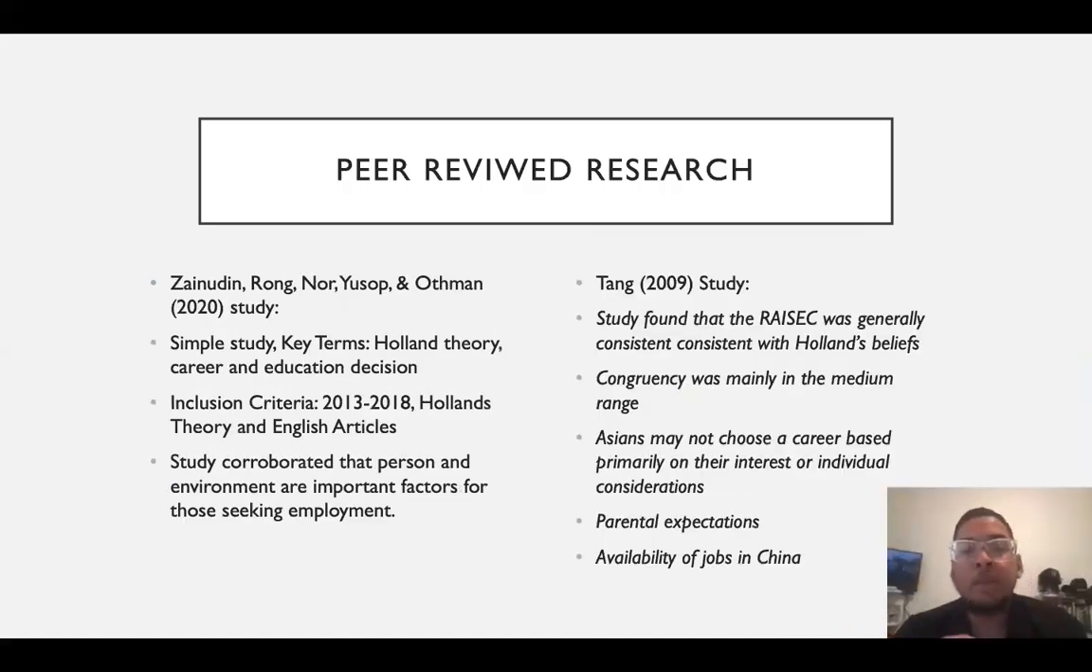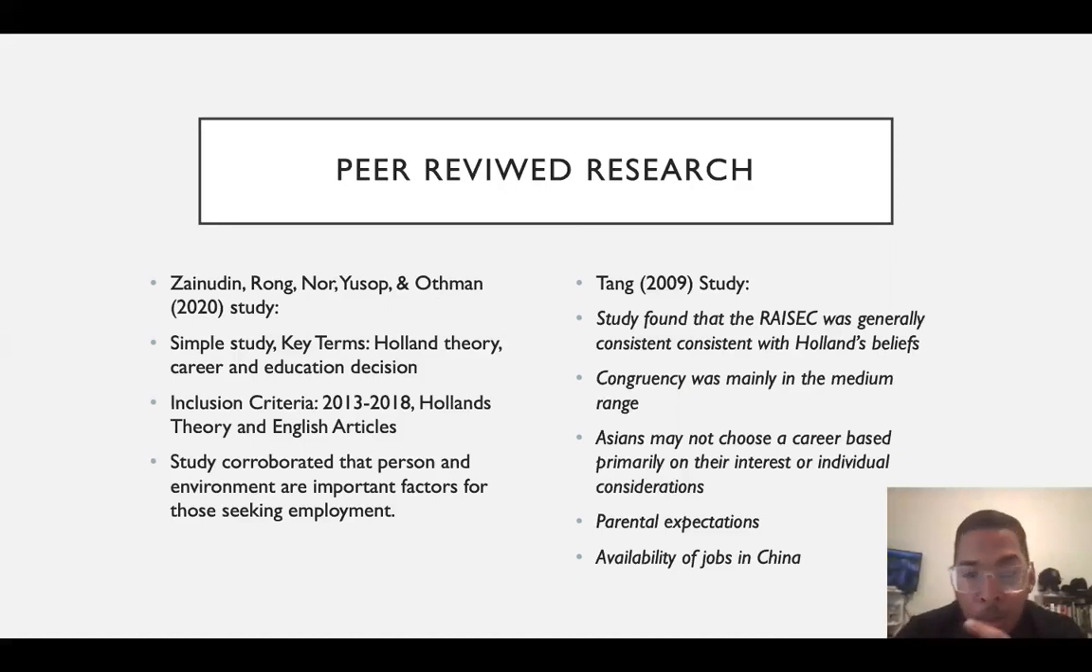Alrighty, so now we'd like to go over some peer-reviewed research. First one's going to be on the left. Zinedine and company in 2020 published a study. The study was relatively simple. They just did a web search and they were interested in three key terms: Holland theory, career, and educational decision.